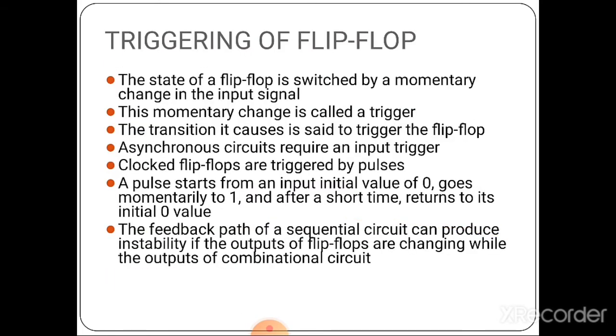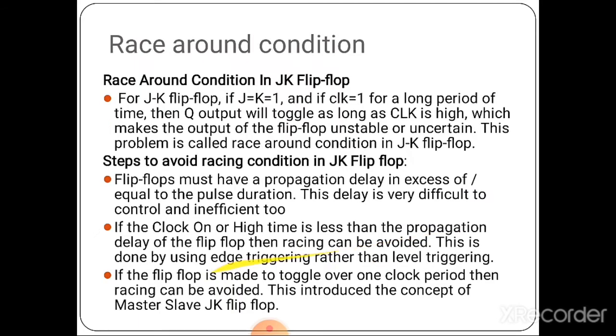The feedback path of a sequential circuit can produce instability if the output of the flip-flop is changing while the output of the combinational circuit is also changing. We know that already, the race condition. In the case of level triggering, if the clock is high for a long time, then a race around condition occurs. To avoid the race around condition, we use different techniques. One of the techniques is edge triggering.